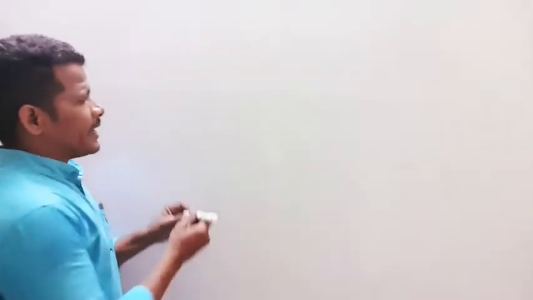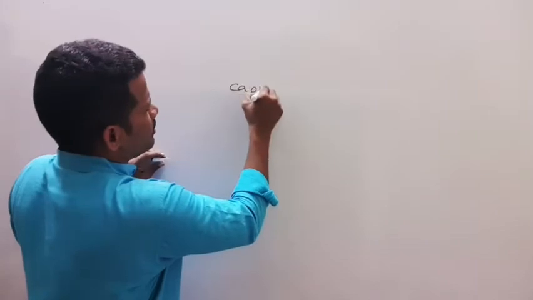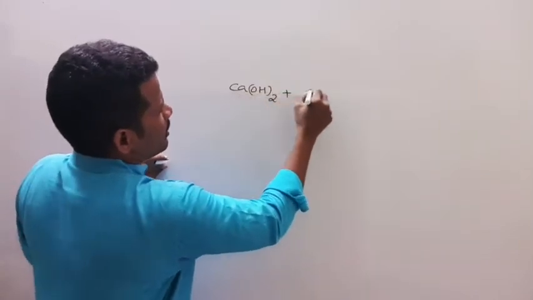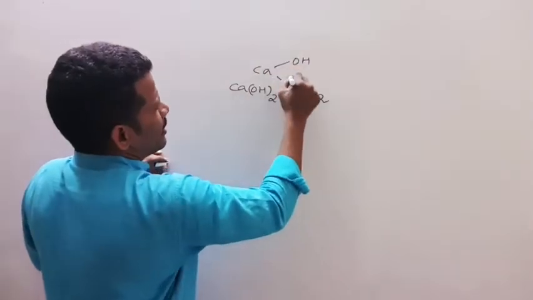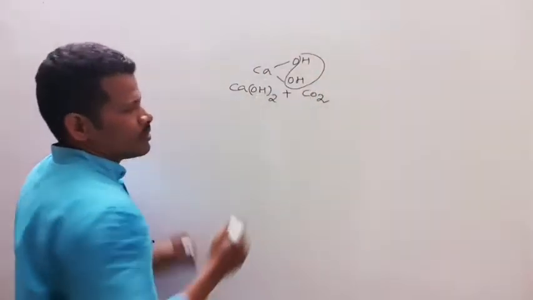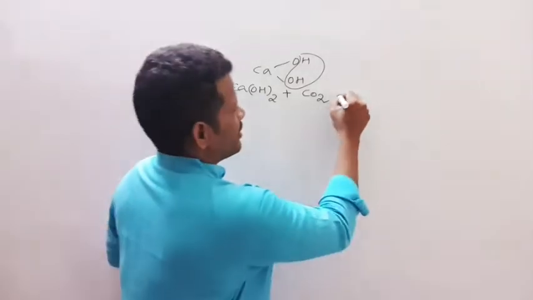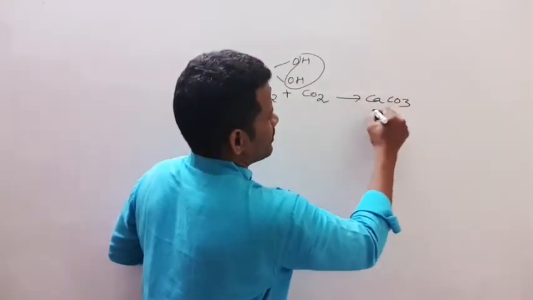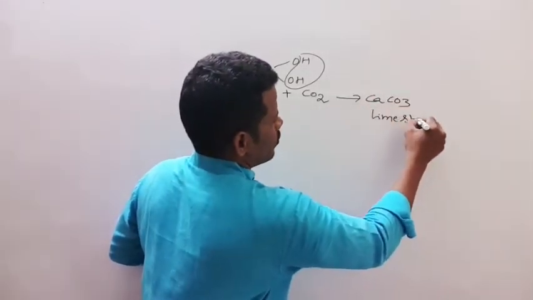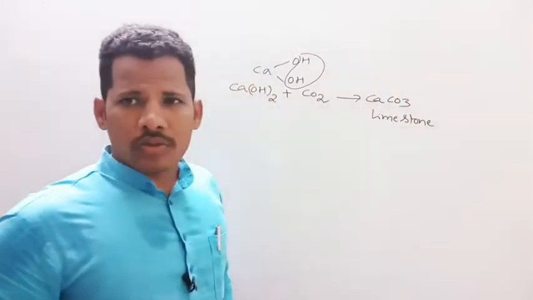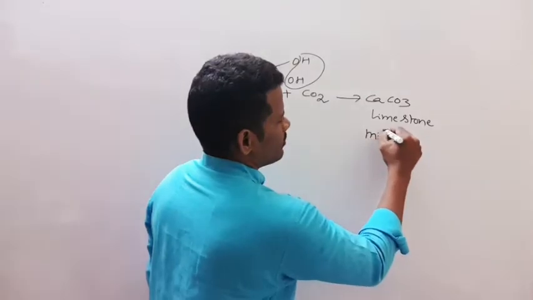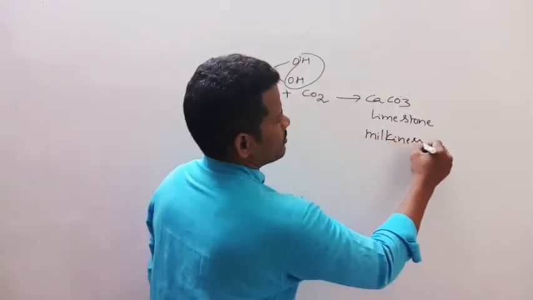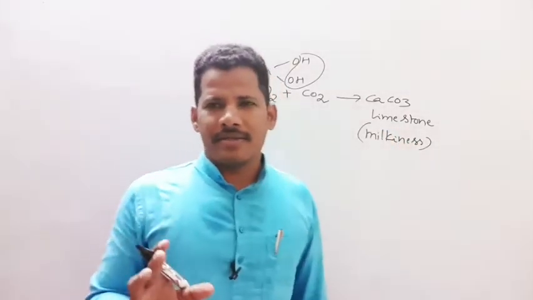Now coming to carbon dioxide. For example, if you take lime water and it reacts with carbon dioxide, what happens? You write conveniently like this and remove the water molecule. What is the resultant compound? The resultant compound is calcium carbonate. This is called limestone. Because of the formation of limestone, it exists in a milky nature. It looks like milk.